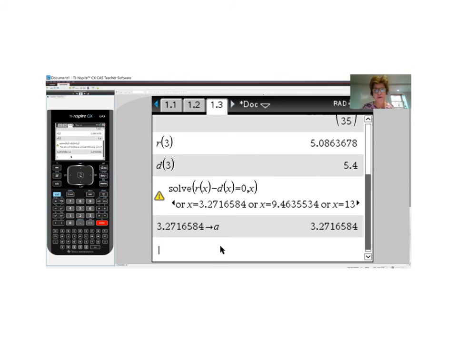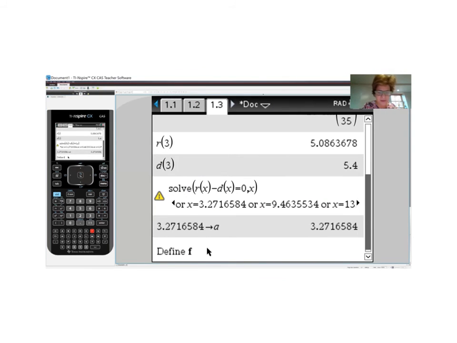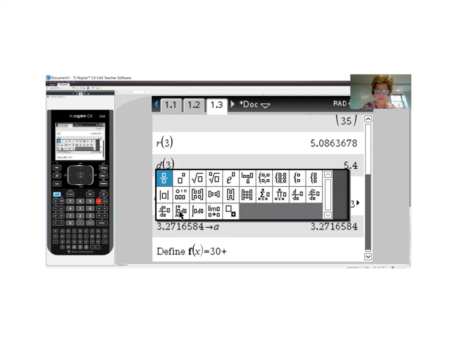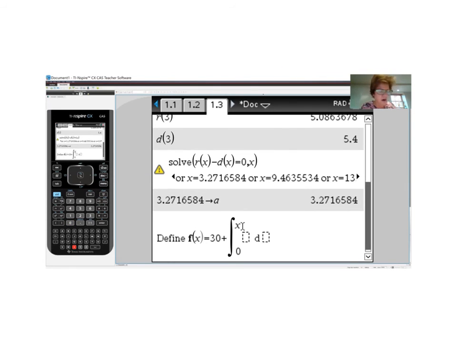All right. Now, what we have to do is define a new function, f of x, which will represent the total amount of water in the pipe at any time x. Now we go to menu, actions, define, and we define f of x equals the initial amount of water, which was 30, plus the definite integral. So we go to the key next to the book with all those squares, and we pick definite integral. Okay, and we put down 0 to x of r of t minus d of t. We don't need to put parentheses because the parentheses will be put into the integrand automatically. d of t, dt.